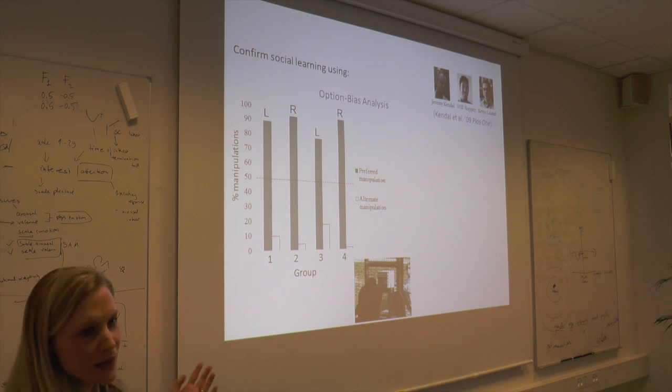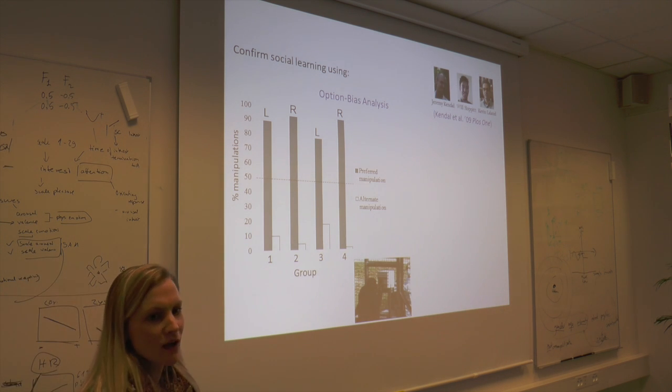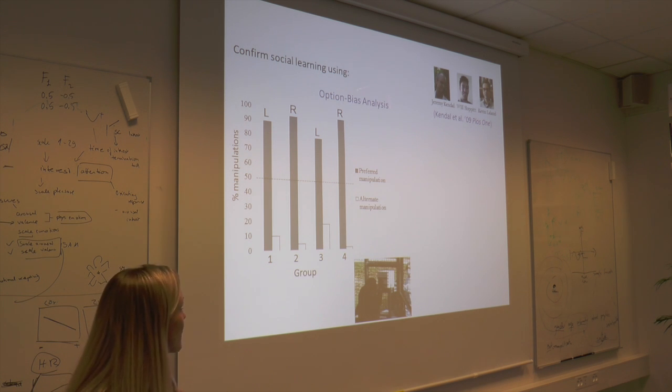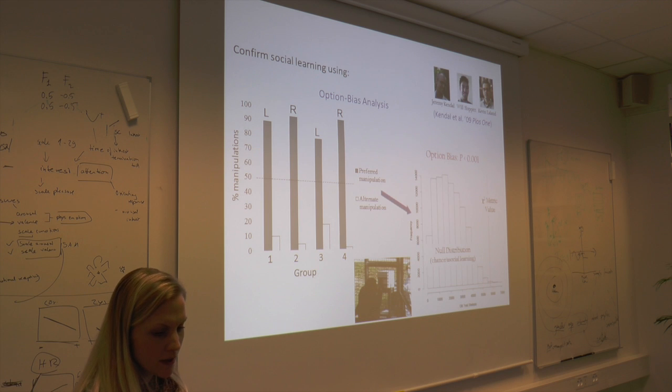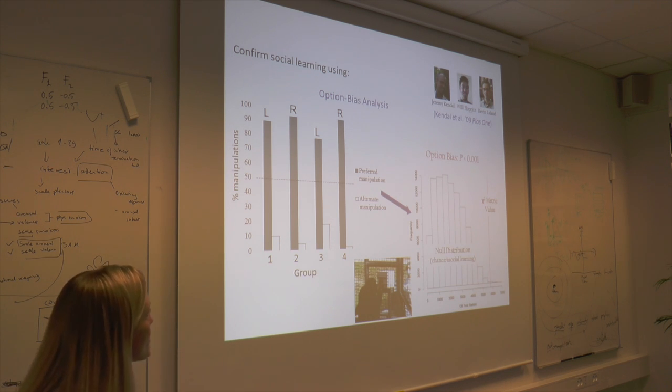But there's problems with this. We have no control, we don't have asocial learning controls, we have pseudo-replication because each individual is providing a various number of manipulations in here. So we use some kind of randomization method.